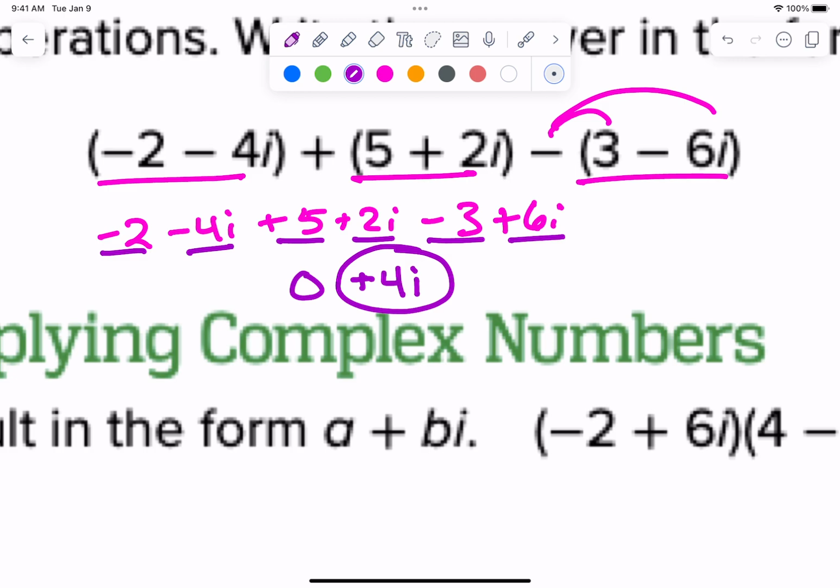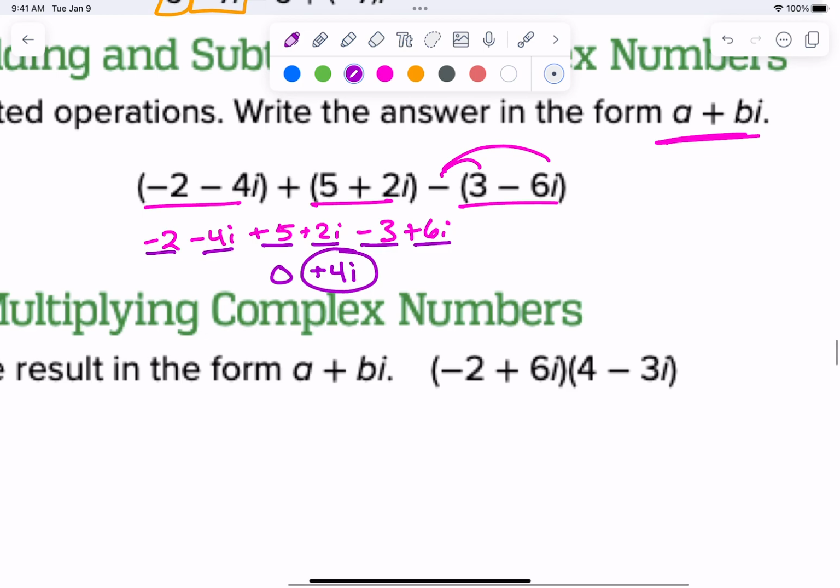Wait, so if they wanted a plus bi, then we leave the 0 on? Yes, technically, if they wanted a plus bi, we leave the 0 on the end there. Right? If they want it in the form of a plus bi, 0 plus 4i. Yep. So we're going to leave the 0 on.